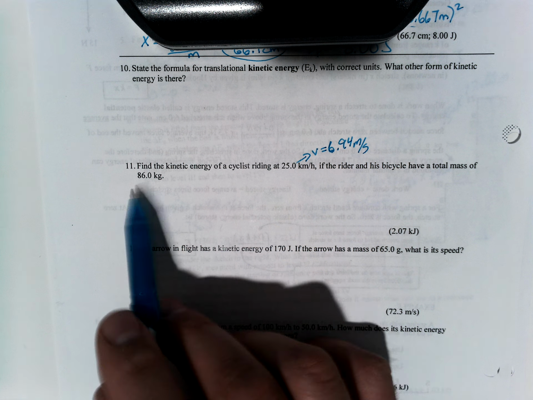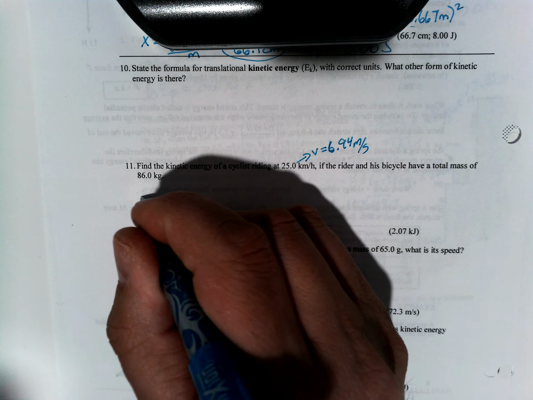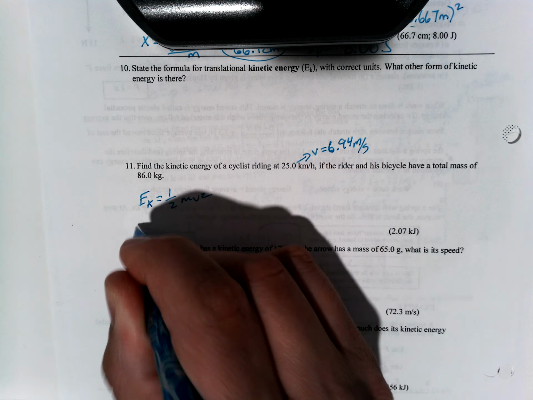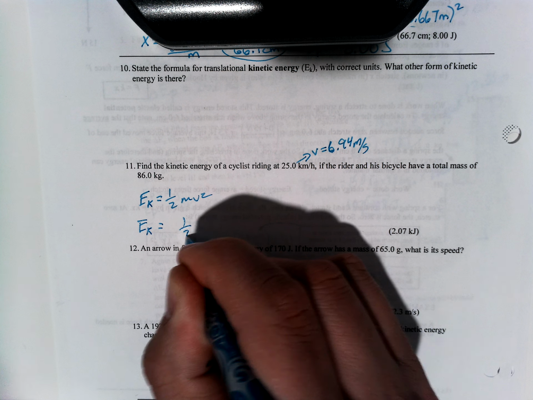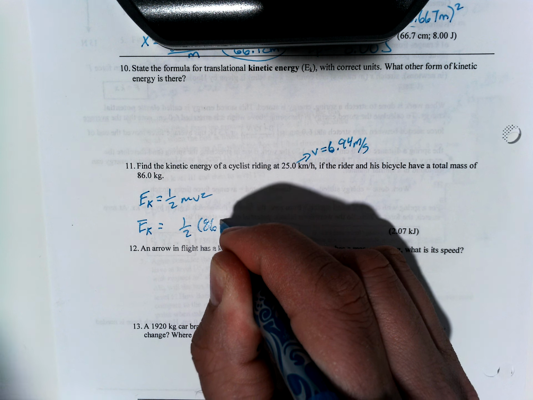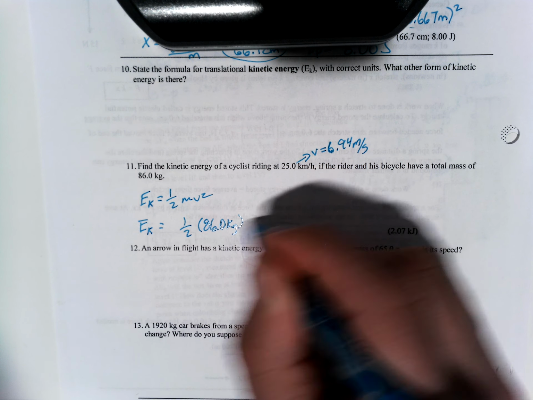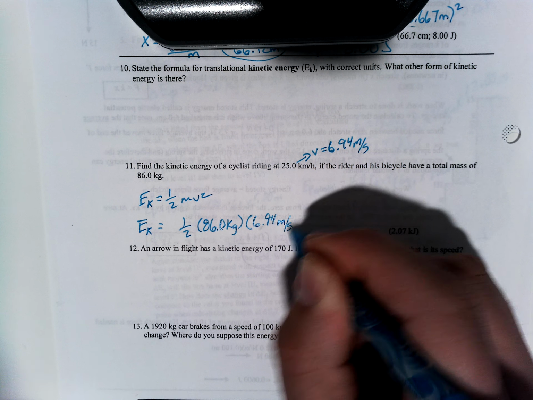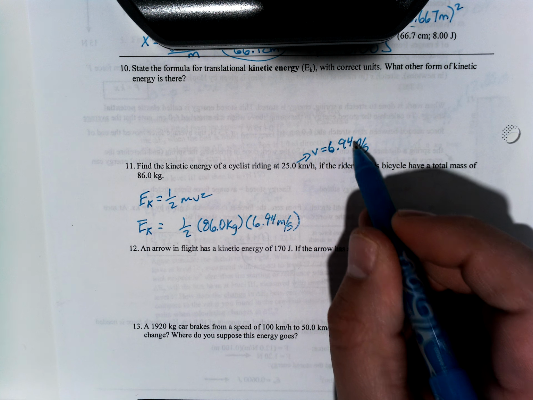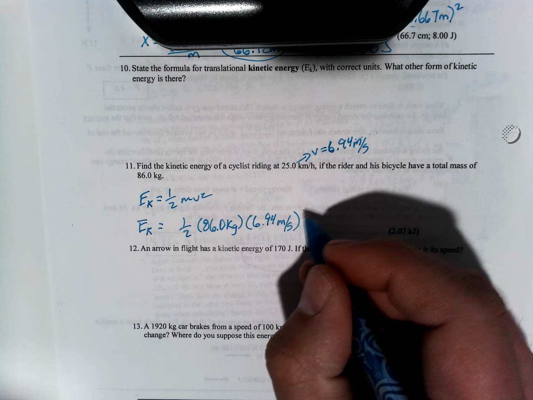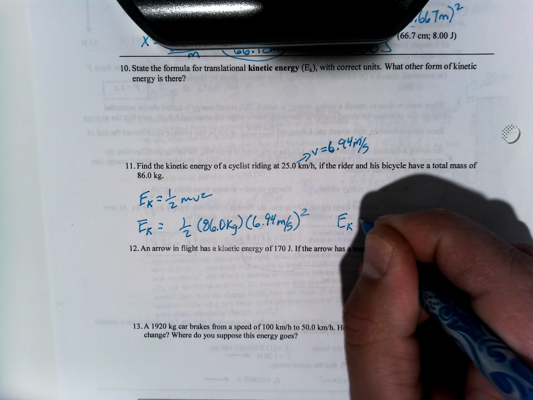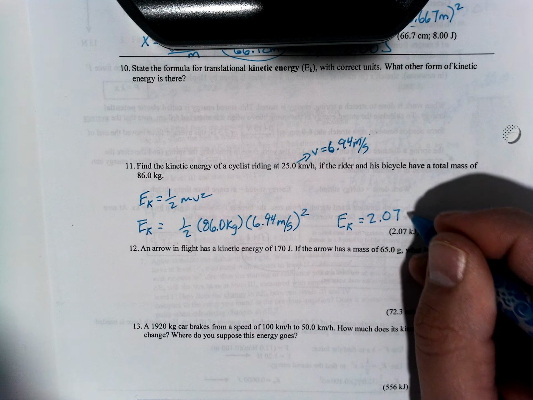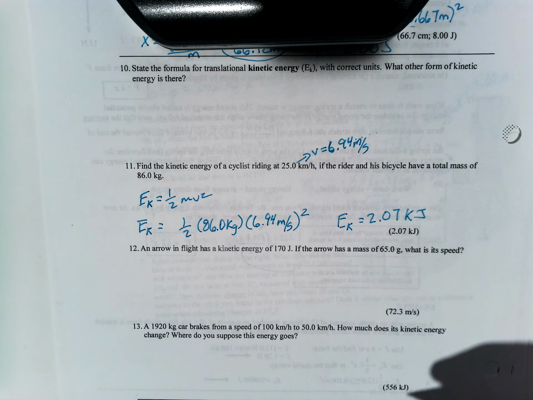And so now the total mass is 86 kilograms. That's in the right units. So now we write down our formula: 1/2 mv squared. Put our numbers in. So we have 1/2 times the mass, 86.0 kilograms, times 6.94 meters per second. Remember, when I divide this out, this number has more to it. Use the whole number in there to get our answer of 2.07 times 10 to the 3 joules, or we'll just convert it to kilojoules right then, by dividing it by 1,000.